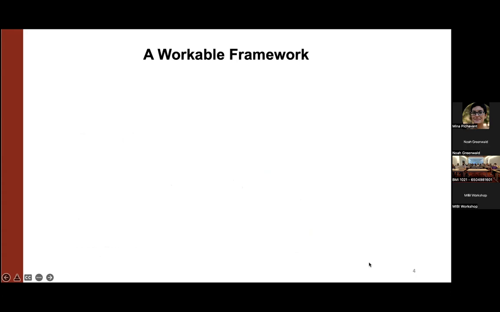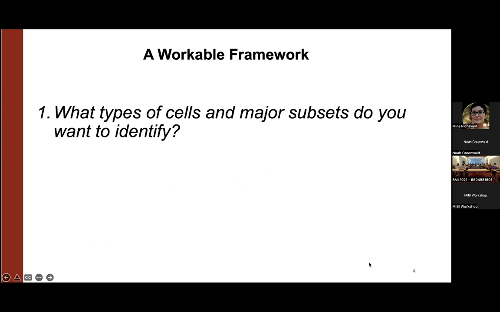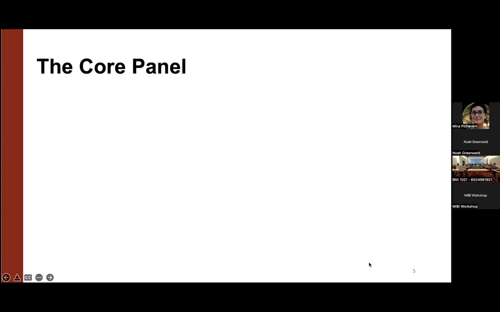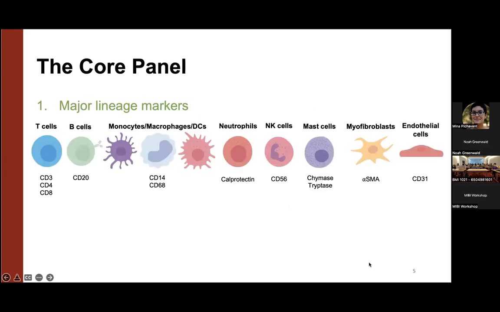So now going into our lab's framework, we first like to ask ourselves, what types of cells and major subsets do you want to delineate in your study? Next, you want to consider what possible functional states are present in these subsets that you want to stratify. And so, as I mentioned earlier, in our framework, we like to consider having a core panel, which first consists of major lineage markers to delineate major immune and non-immune cell types, such as T cells, B cells, macrophages, as well as myofibroblasts and endothelial cells.